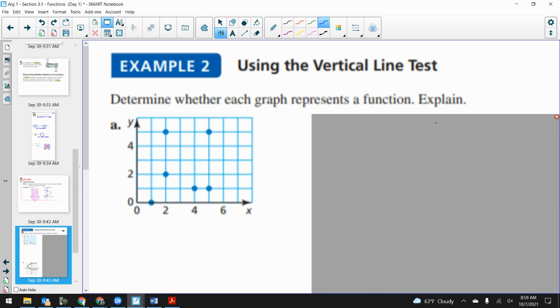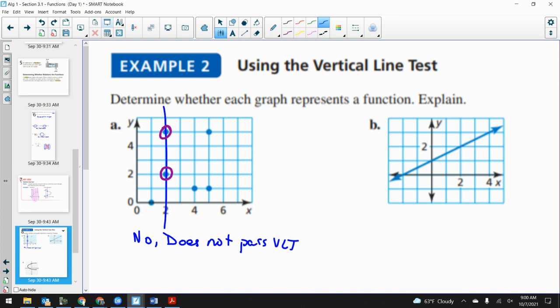Okay, let's take a look here at example A. Is this a function? No, because I can draw this vertical line right there and it hits twice. So we say no. The reason being, it does not pass the VLT. You can abbreviate that, vertical line test. Again, you're testing whether it's a function or not by drawing vertical lines on it. Yeah, we are on the top of the back page, for those of you zoned out.